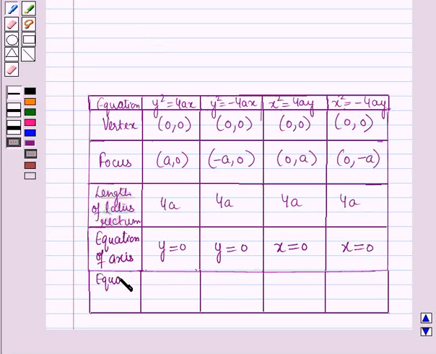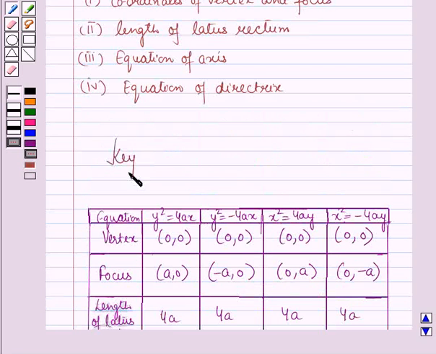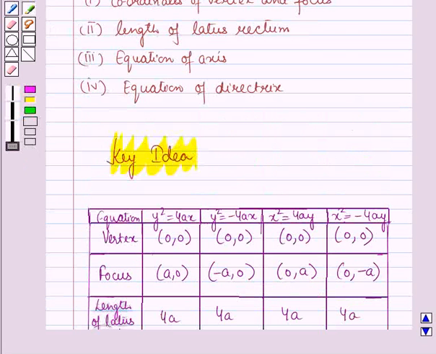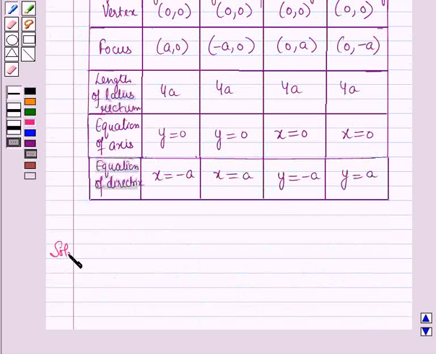And the equation of directrix for the first form of parabola is x = -a. For the second form of parabola it is x = a. For the third form of parabola it is y = -a. And for the fourth form of parabola it is y = a. Now these results will work as a key idea for solving this question. And now, we will start with the solution.